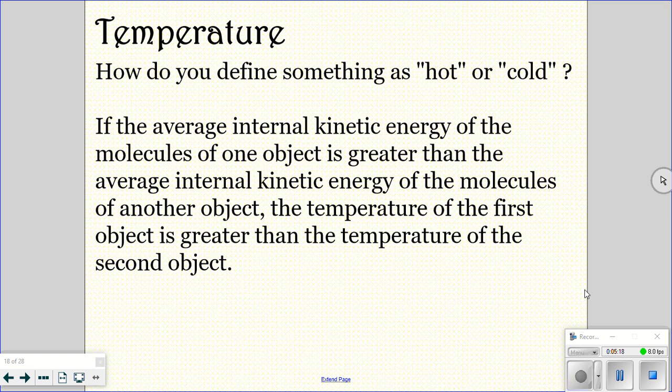If the average internal kinetic energy of the molecules of one object is greater than the average internal kinetic energy of the molecules of the other object, the temperature of the first is going to be greater than the temperature of the second.